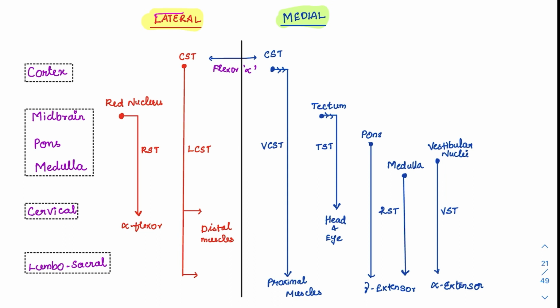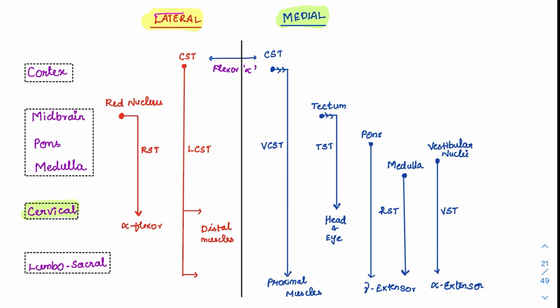On the left side you can see the representation of cortex, midbrain, pons, medulla, then the cervical region, then the lumbosacral region. If any tract is coming only till the cervical region, it can influence majorly the upper limbs only. But if the tract goes along till the lumbosacral region, it will influence the upper limbs as well as the lower limbs. So you have to understand, if I have stopped a tract at a particular section, for example cervical, what does it mean?